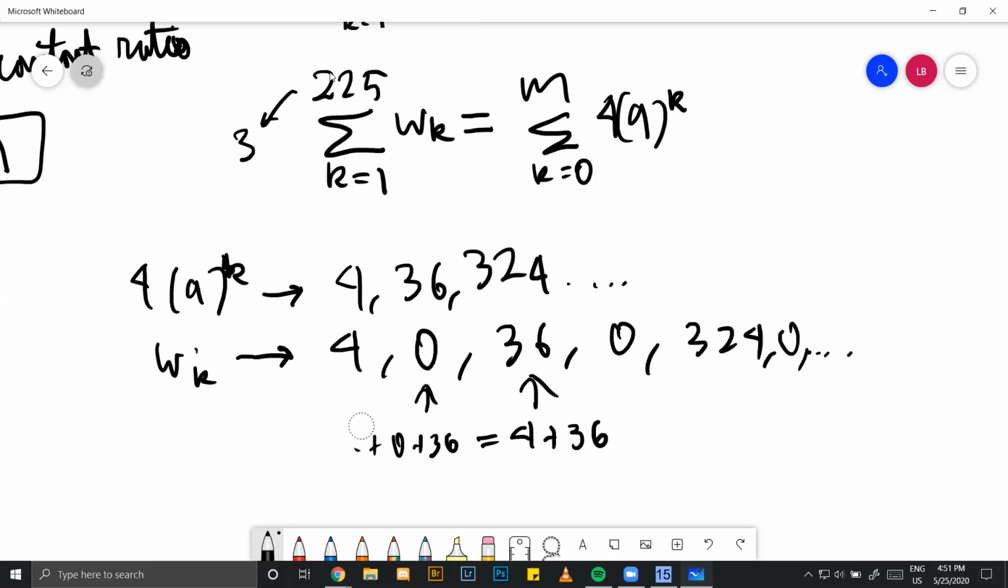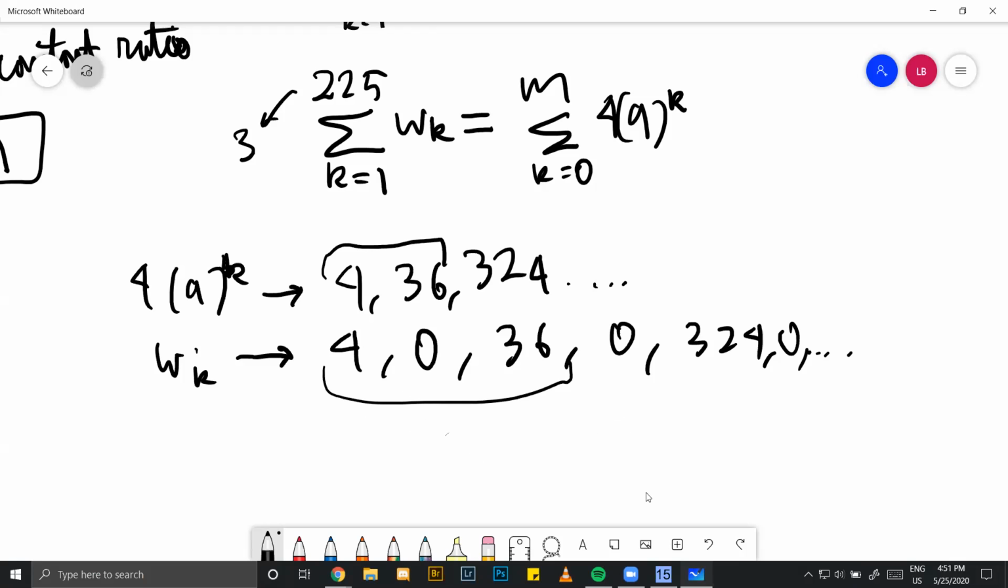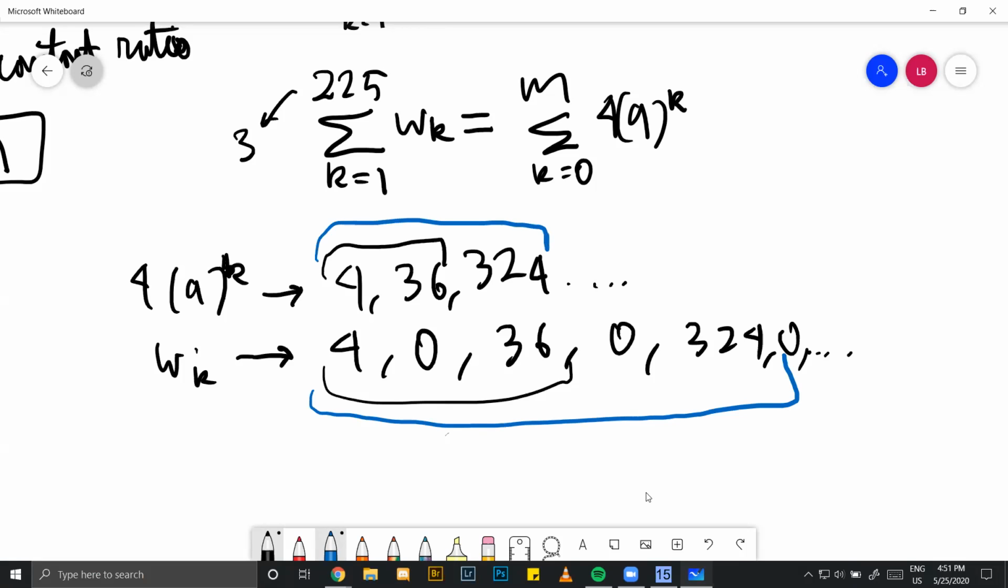So that's all fun and games. But when you add up the first 3 terms of wk, you end up only adding the first 2 terms of this new sequence on the right. So you only add up 2 terms in this sequence, but you add up 3 terms in this sequence. Now, what if we were adding up 4, 0, 36, 0, and 324, all of these? Then the first 5 terms, you're only adding up the first 3 terms.